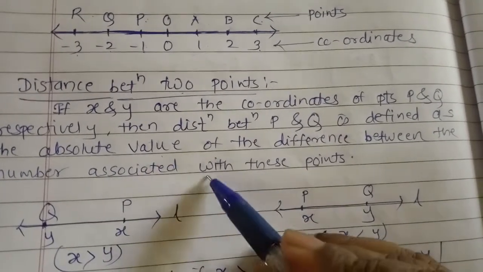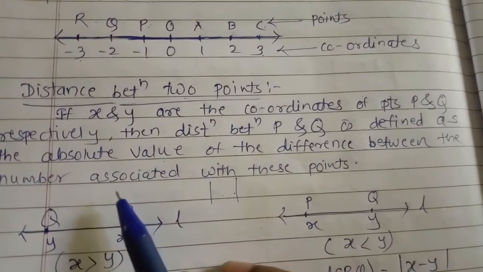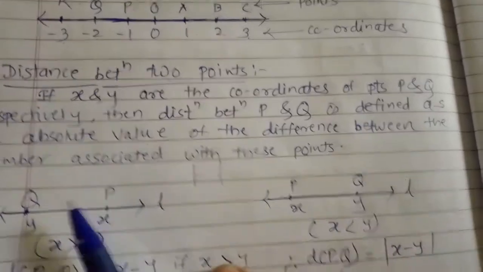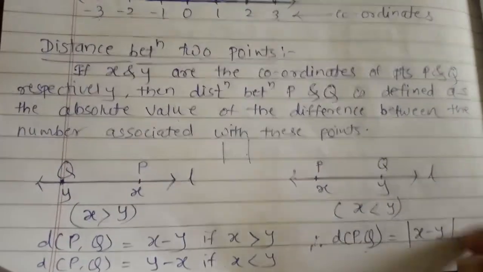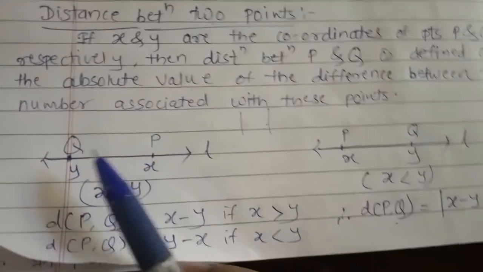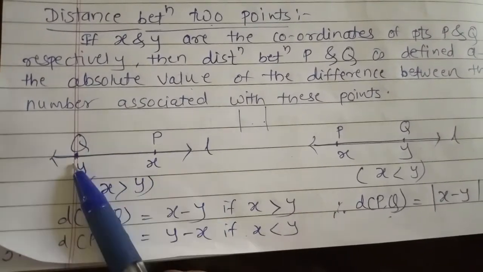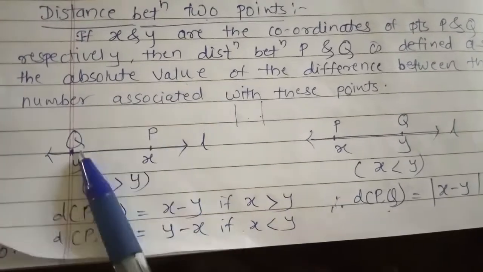We denote it by this vertical line. It is also called modulus or mod. It is defined as the absolute value of the difference between the numbers associated with these points. Means what? Whenever we have to find the distance between PQ or QP, both concepts are the same, that is the distance between QP and the distance between PQ are both the same.